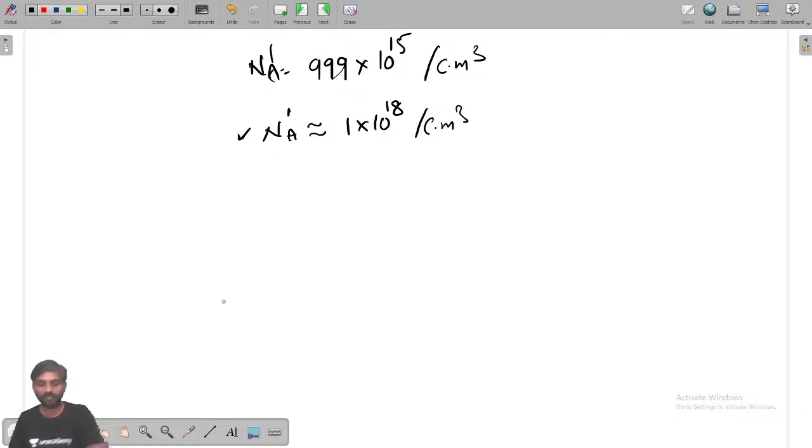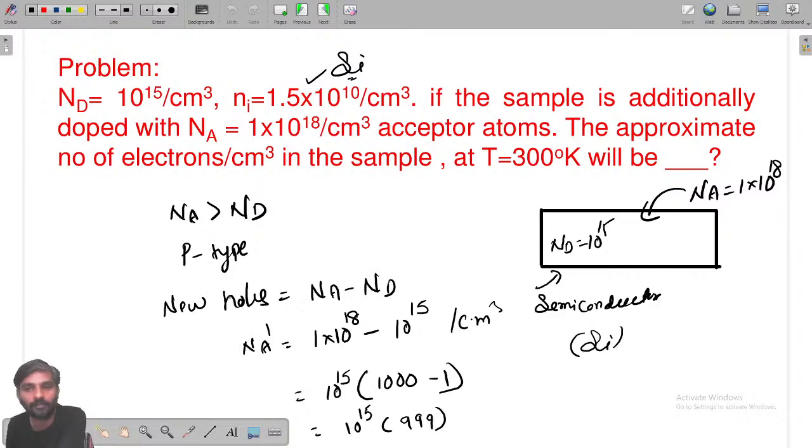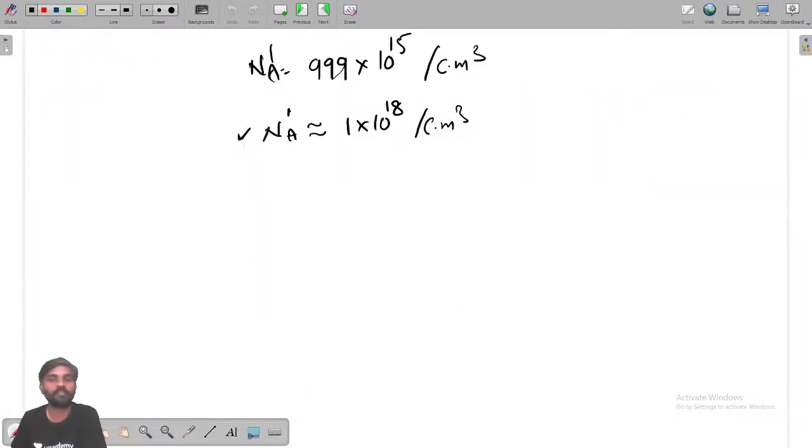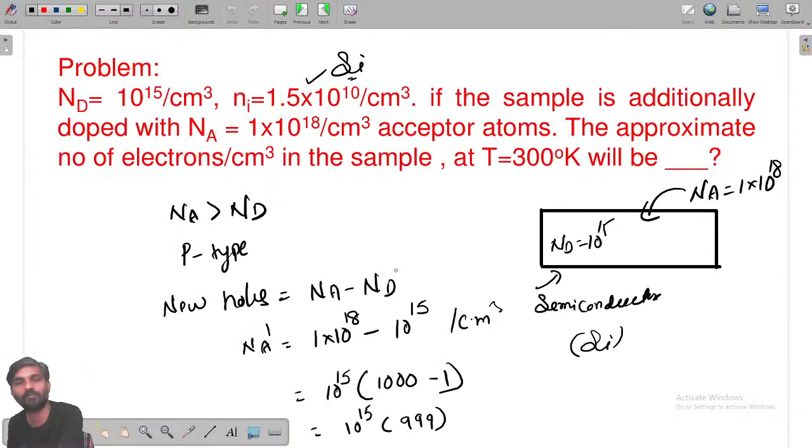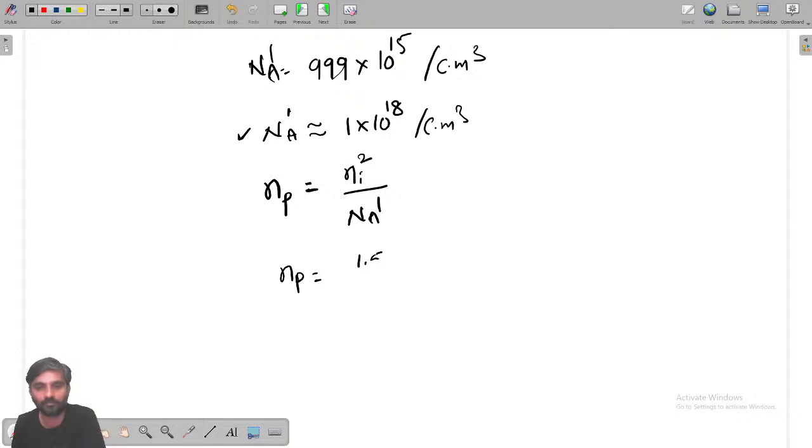But what is he asking? Is he asking us to calculate PP? No, he is asking for the approximate number of electrons. That means the number of electrons in P-type. What is the number of electrons in P-type? This is going to be Ni square by Na dash. So NP is equal to Ni, which is given as 1.5 into 10 to the power of 10, the standard value because it is silicon, whole square, divided by 1 into 10 to the power of 18.